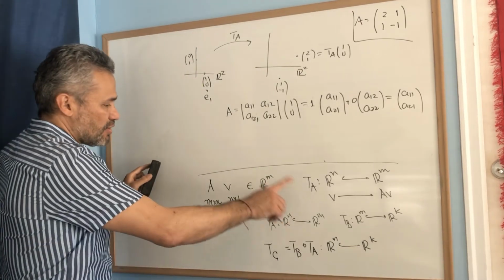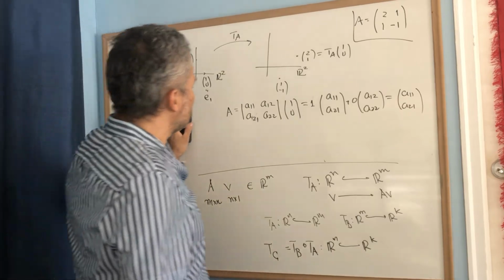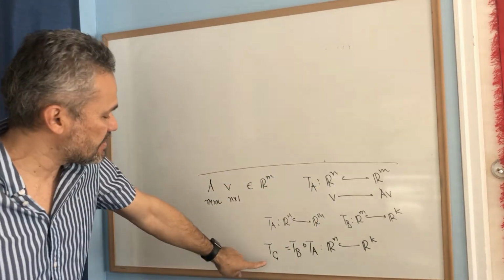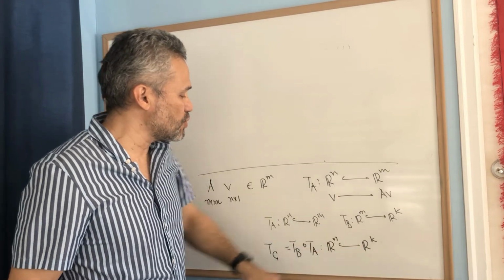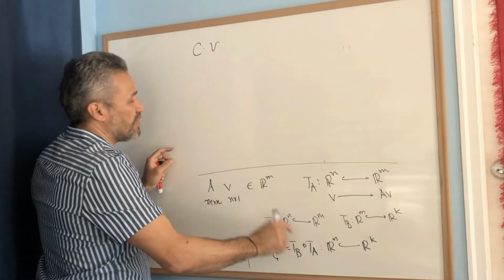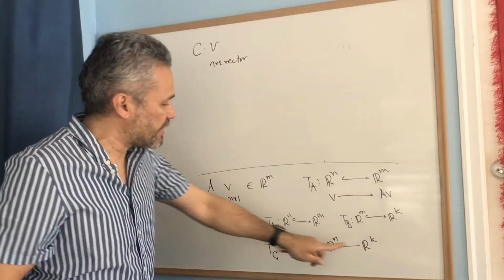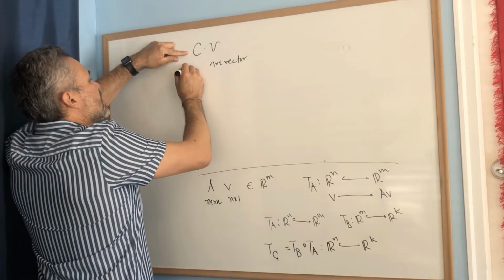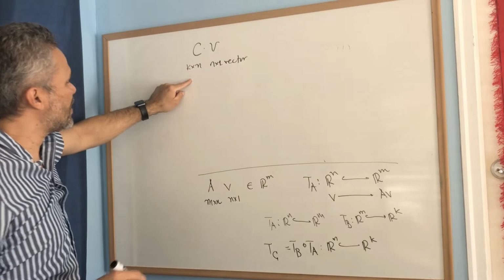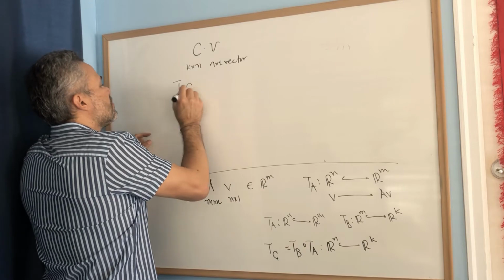Then, in order to solve this problem, to find C, I need to know where e1 goes. Let's find the first column of C. First of all, C defines a transformation from R^n to R^k. That means it makes sense to talk about C times v, where v is an n by 1 vector, and I know that the output is in R^k. Then this matrix should be a k by n matrix, so that this makes sense. And then let's see what T_C is.